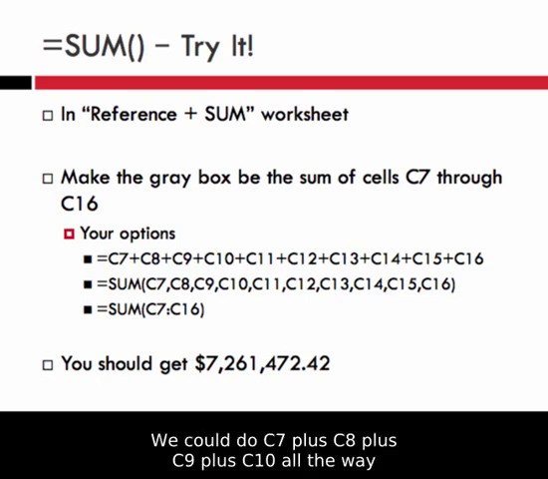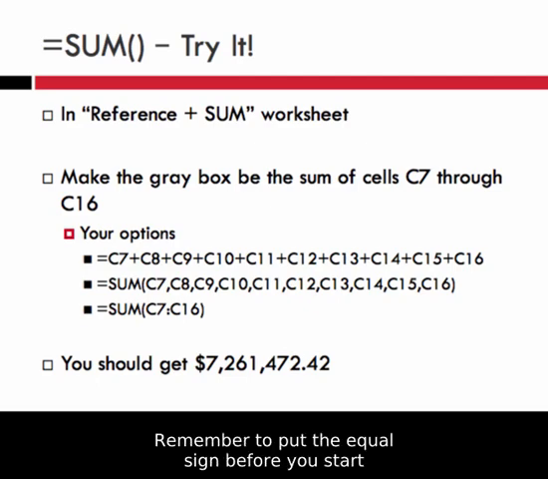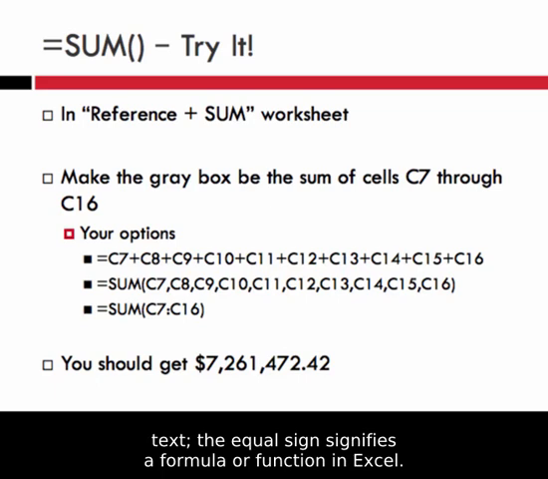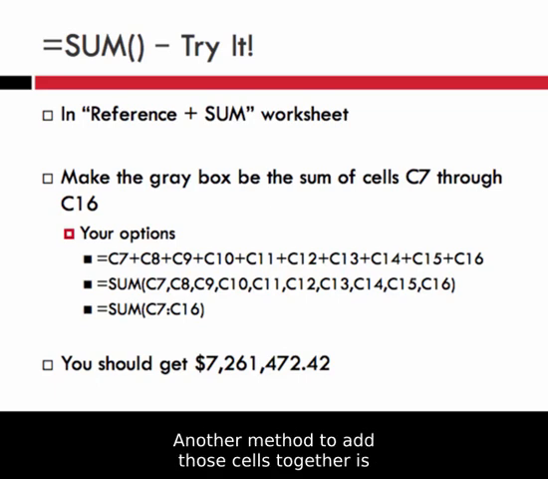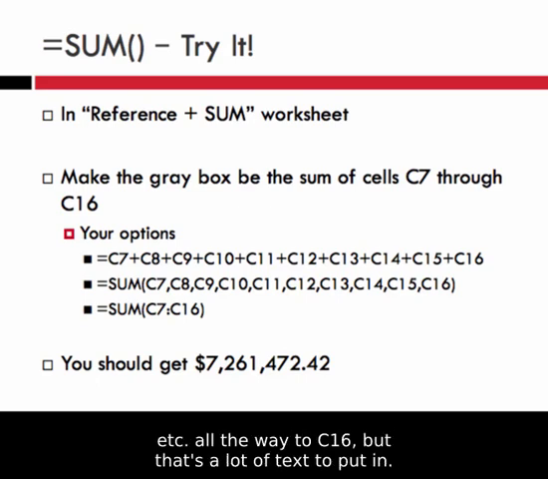We could do C7 plus C8 plus C9 plus C10 all the way to C16. Remember to put the equal sign before you start that entire formula. Otherwise, Excel will think it's just some text. The equal sign signifies a formula or function in Excel. Another method to add those cells together is to use the function sum and put the cells C7, C8, C9, etc. all the way to C16. But that's a lot of text to put in.